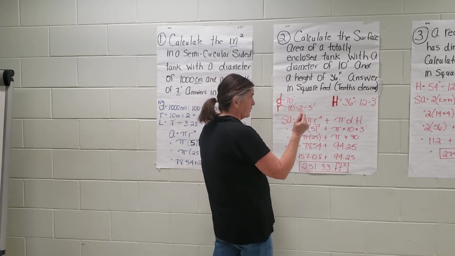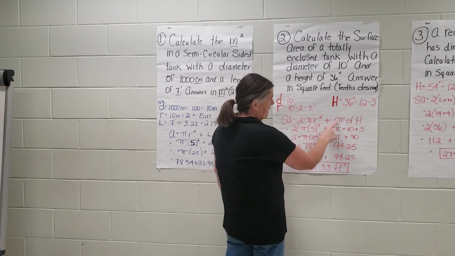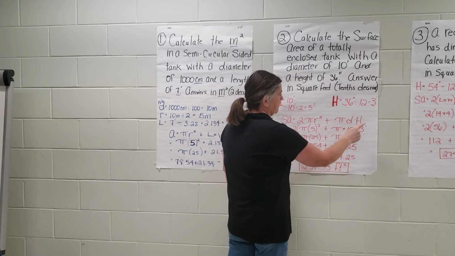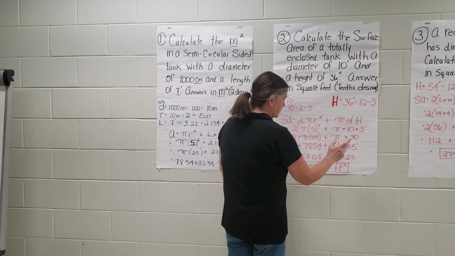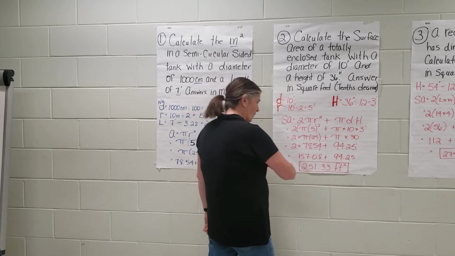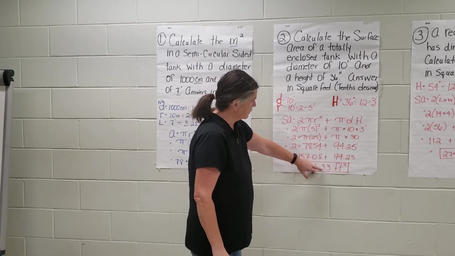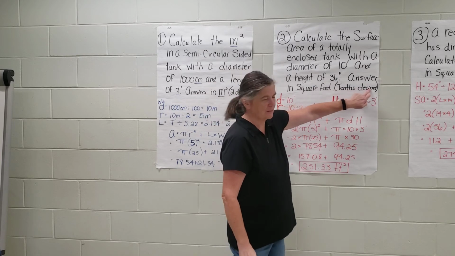Then the other side of the formula, we have pi times diameter times height. Pi times diameter times height. Right? It equals, we write that number down. Now, we're ready to add them up. And we get 251.33. But look, this says 10th decimal place.